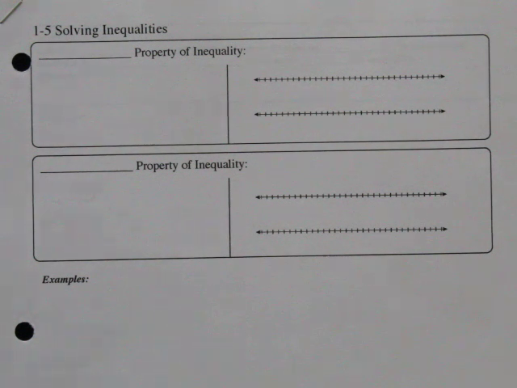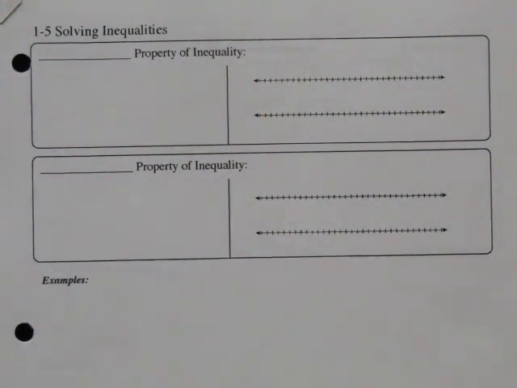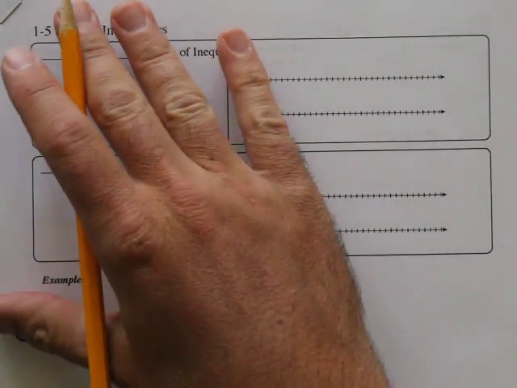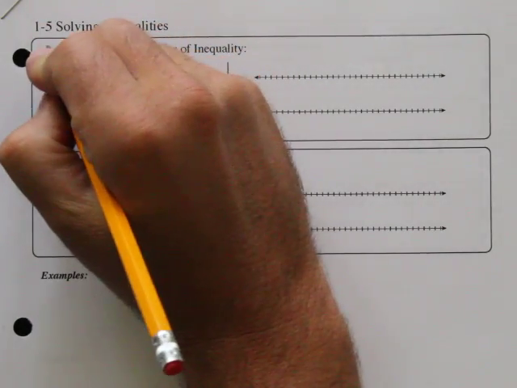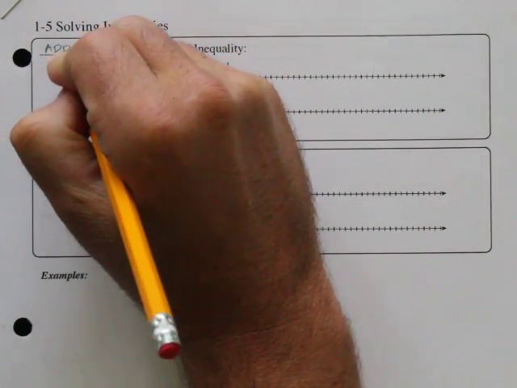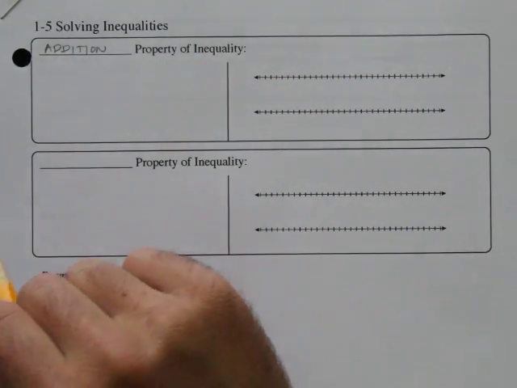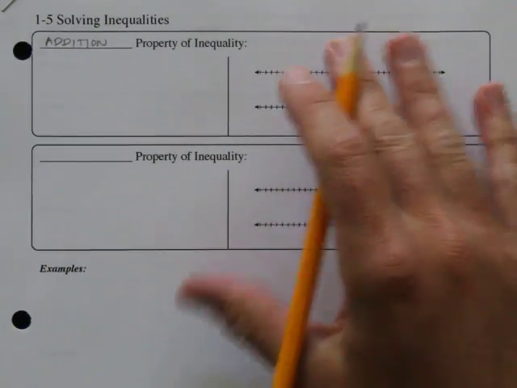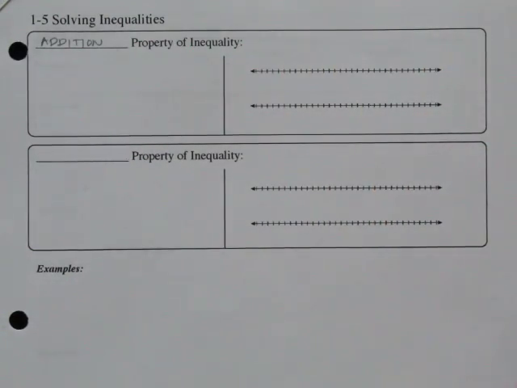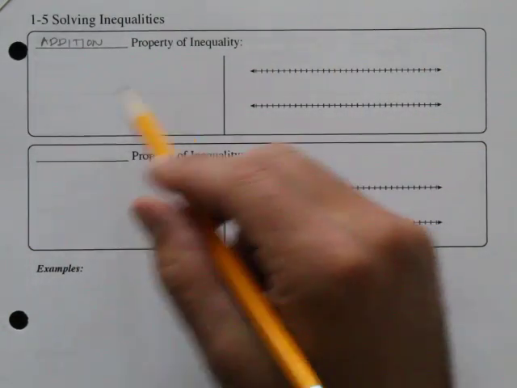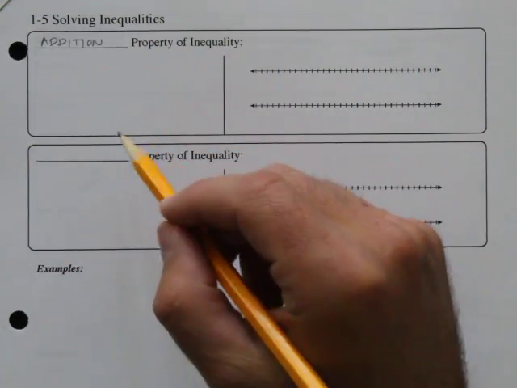Algebra 2, Section 1-5, Solving Inequalities. We're going to talk about the addition property of inequality. And we're not going to end up using these. I have since stopped using these, but we're going to write down some formulas here.